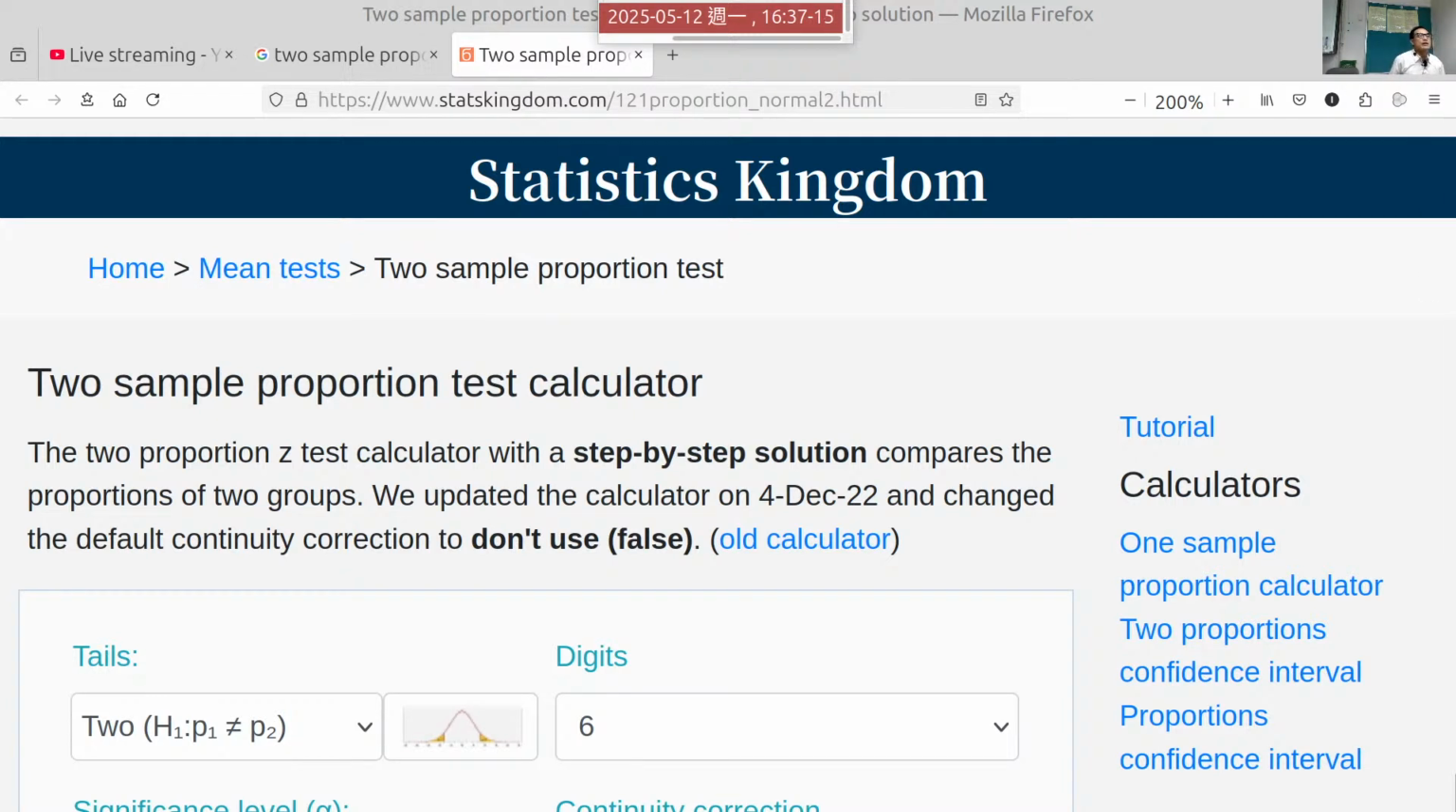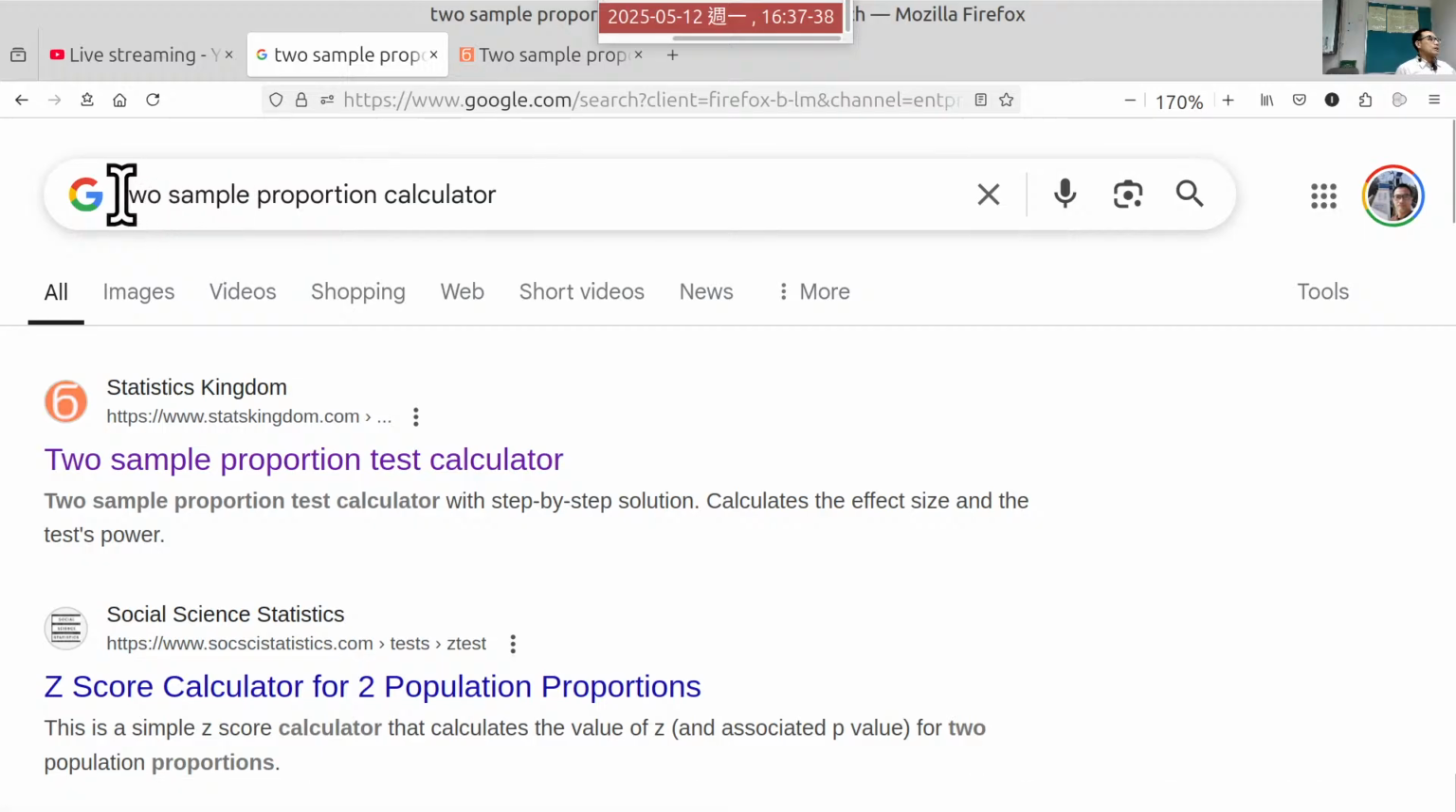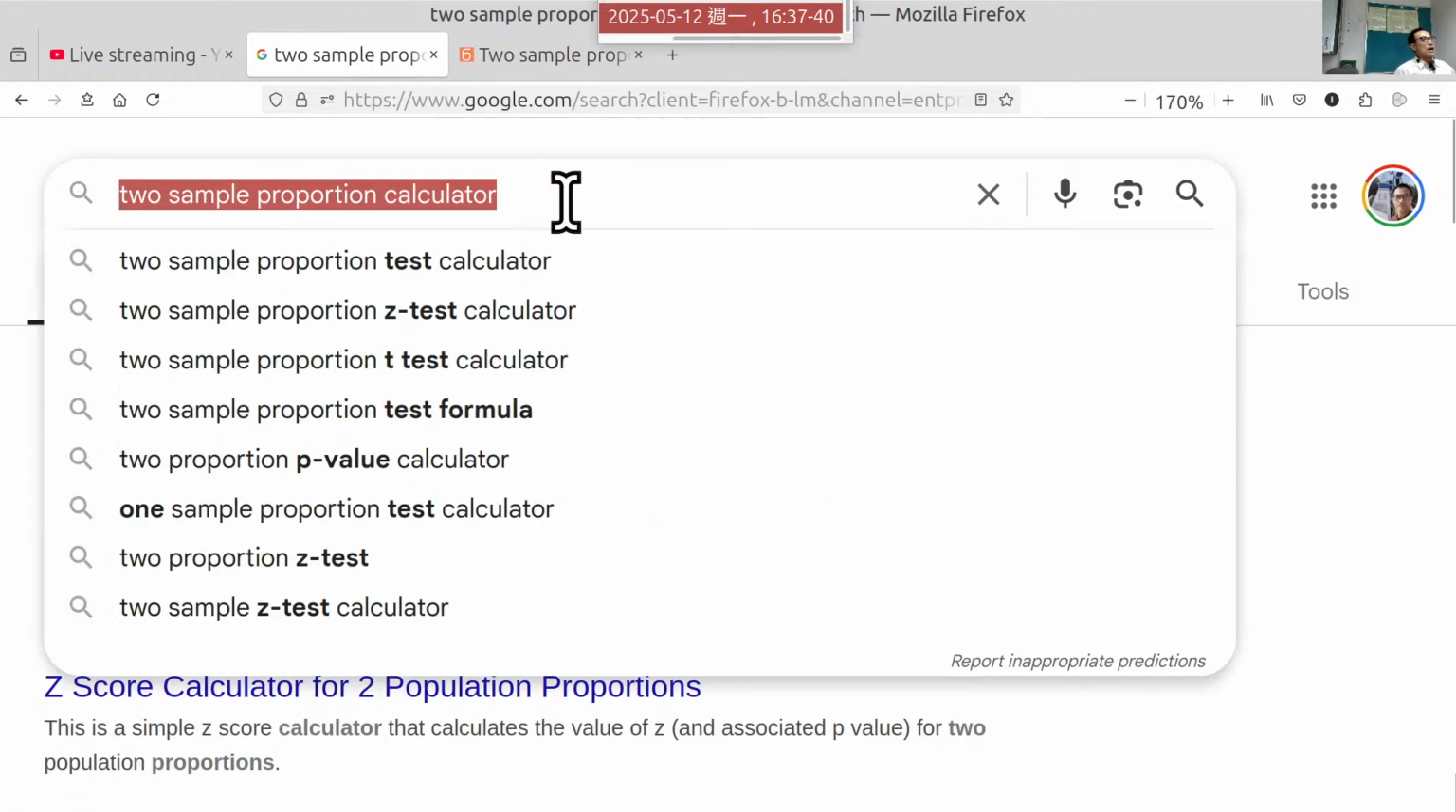Okay, I just sent you this hyperlink about this website. That is Statistics Kingdom. Sure, it's free to use. And in the future, if you need this kind of application, you can type, for example, two sample proportion calculator or normal distribution calculator, something like this. Then you will get some online applications that are free to use.